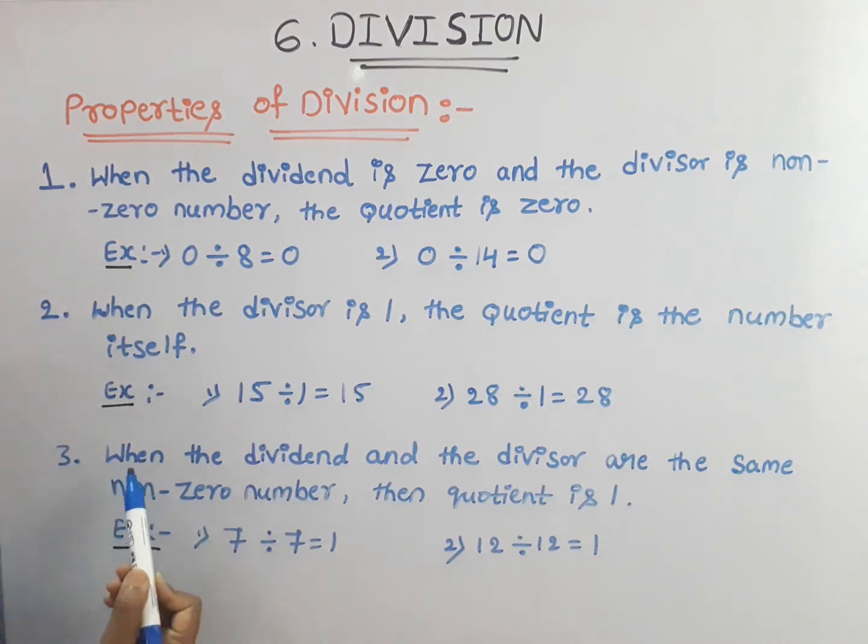The third property: when the dividend and the divisor are the same non-zero number, then the quotient is 1. Here in the example, the dividend and the divisor are the same non-zero number, that means same numbers. In this case, the quotient is 1. One more example, dividend and divisor: observe these two numbers, 12 divided by 12. Here the quotient is 1.